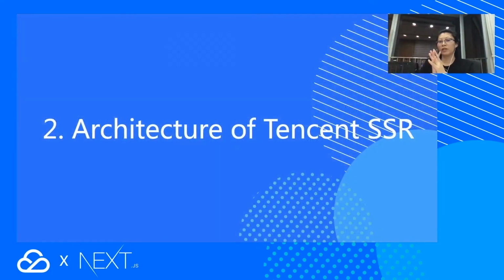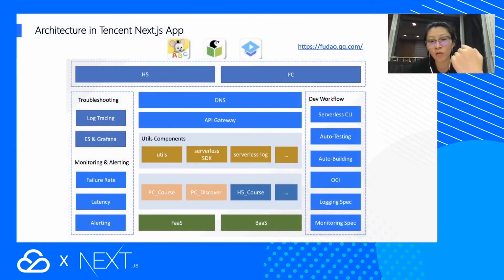Well, next I would like to introduce the architecture of Tencent Next.js application. Well, as the diagram shows, at the top level, we have ABC Mouse and also Penguin Education and so on. And the users can get access to them by visiting the H5 and the PC pages. After that, we got a DNS for domain mapping and an API gateway to do the proxy. The proxy will dynamically route the request to the cloud functions, which are used to do the server-side render.